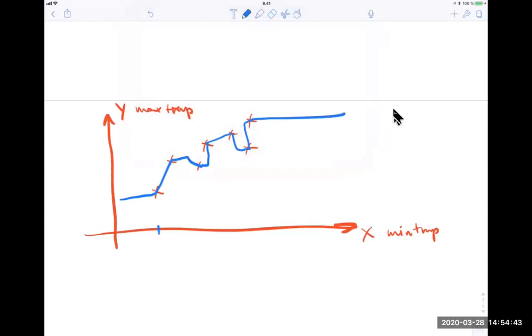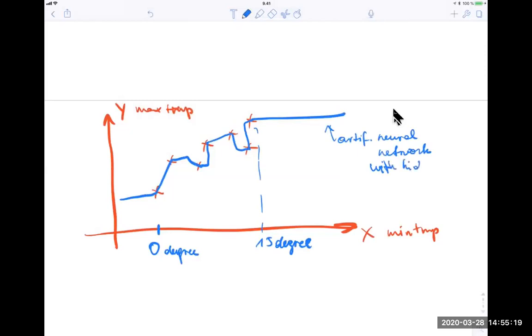Okay. And here it was, I think, around 0 degrees. And here the data point was, I think, 15 degrees. I highly recommend, if you have time, do it yourself. Download a bunch of these historic temperature measurements and fit a deep neural network or an artificial neural network, I think with a hidden layer of size larger than 20.